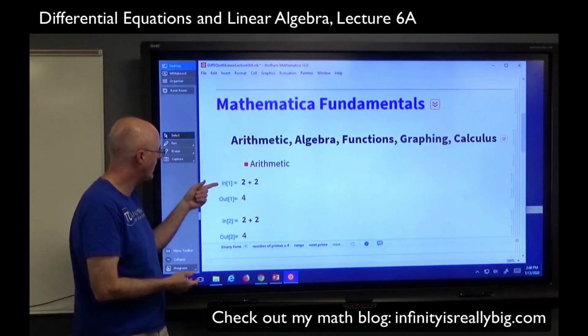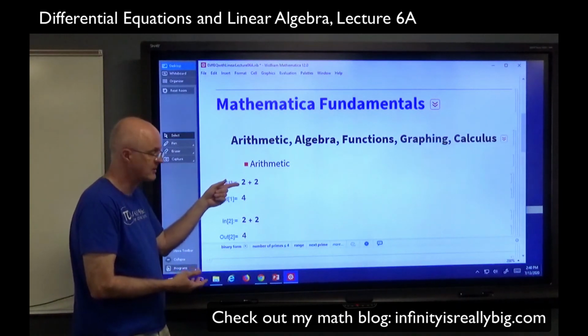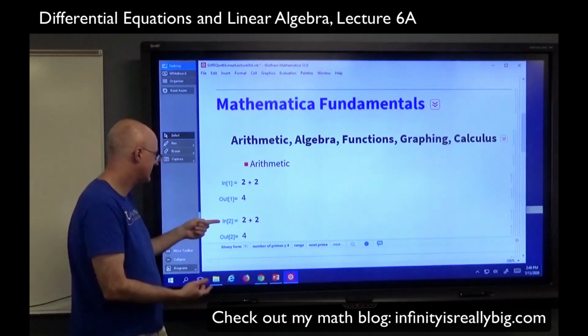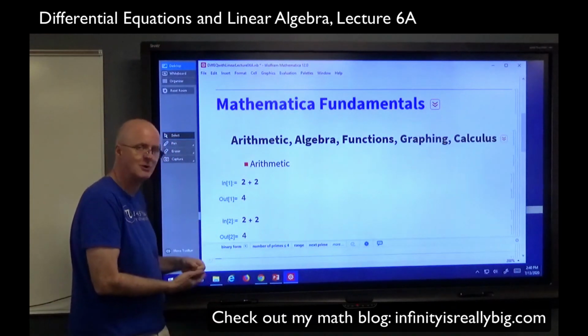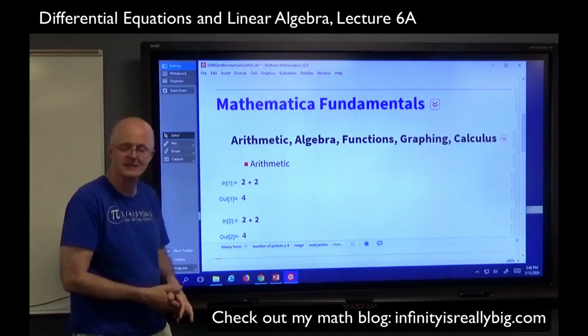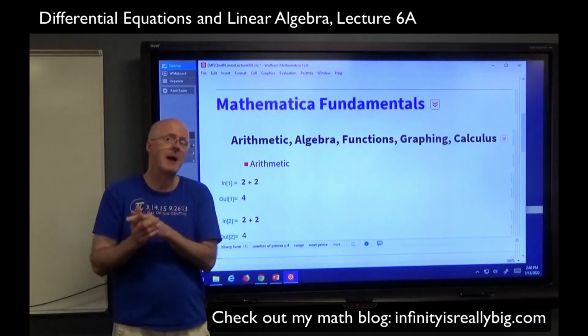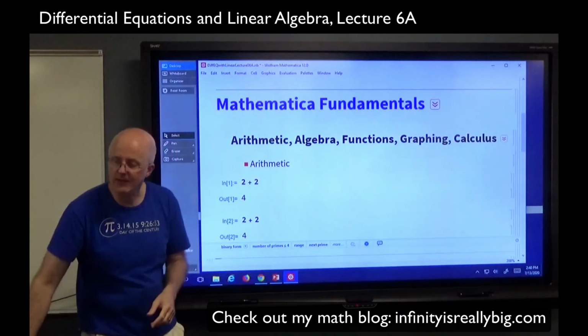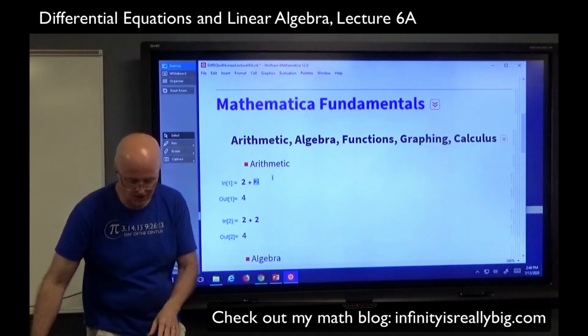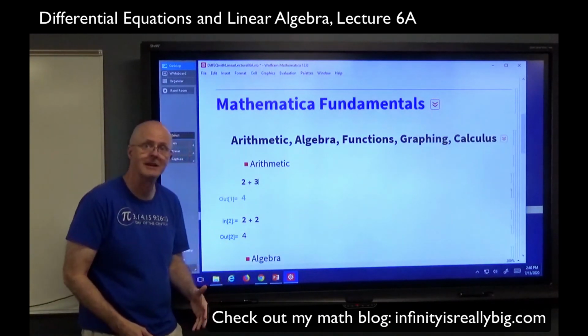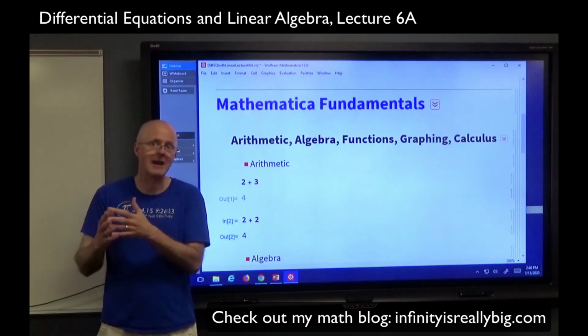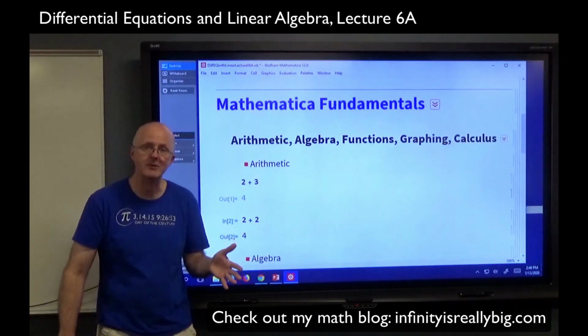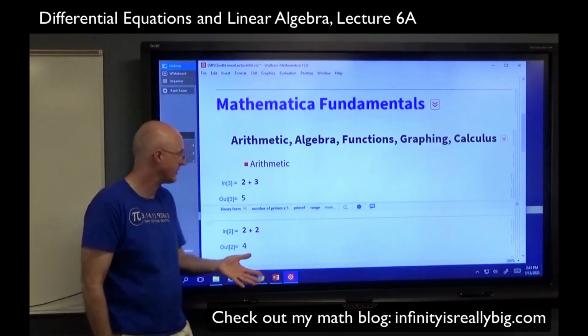Notice how these things are labeled. This says input 1 and output 1. 2 plus 2 was my first input and 4 was my first output. This is labeled input 2 and output 2. Those are my second inputs and outputs. Mathematica will remember that I've done those things. Even if I go back up here and make a change, say change this 2 to a 3 and re-enter it, it will remember I've done in 1, out 1, in 2, out 2. And now when I re-enter this, it will actually be in 3 and out 3.